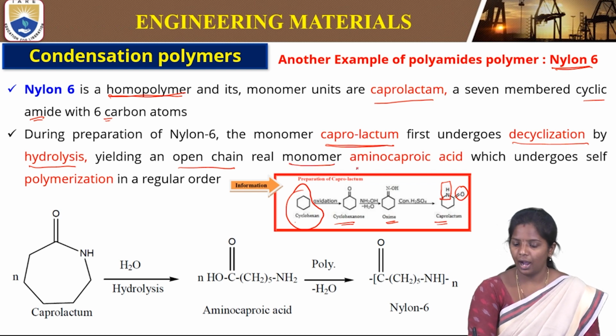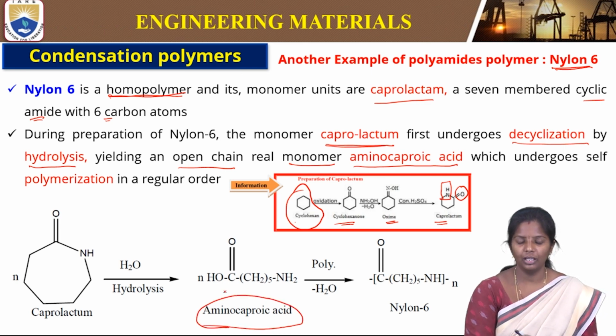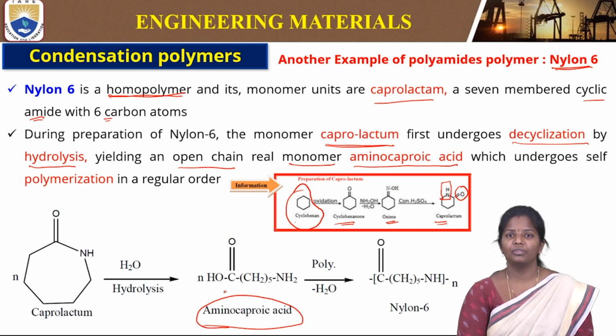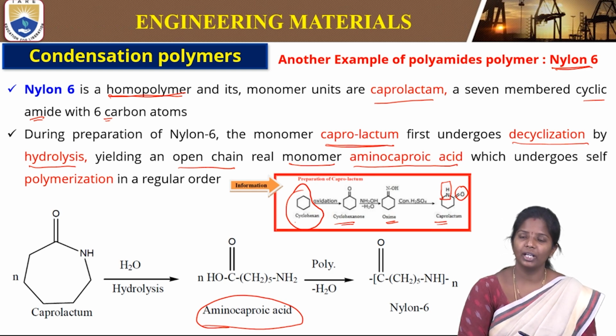So what is that? Aminocaproic acid. So this is the aminocaproic acid. This is how it is forming from the ring. The opening of the ring is caused by hydrolysis. So whenever it is opening the ring, it is forming aminocaproic acid.